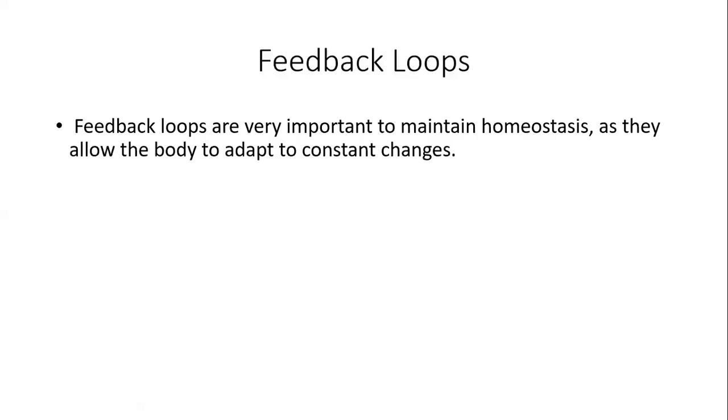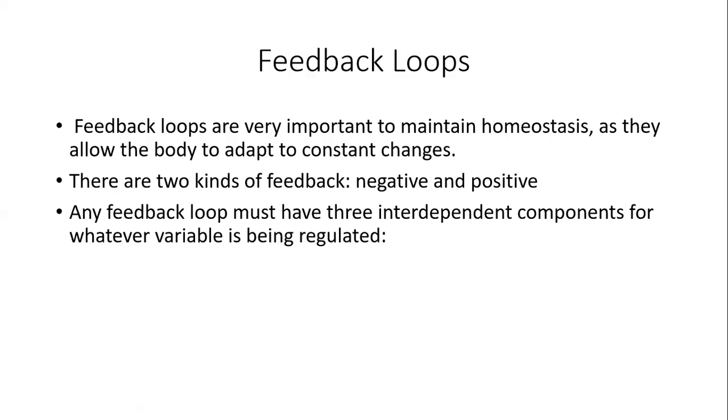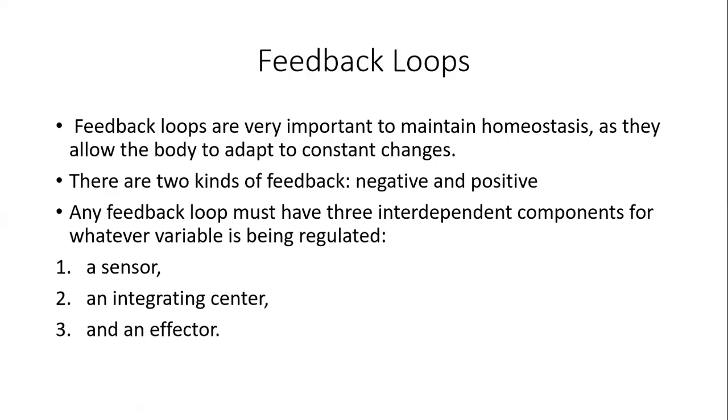Via a process known as feedback loops. Recall that there are two types of feedback loops, a negative feedback loop and a positive feedback loop. A positive feedback loop usually amplifies the initial change, whereas a negative feedback loop operates to counteract the deviation from a set point, thereby maintaining the system. It has three interdependent components: a sensor, an integrating center, and an effector.